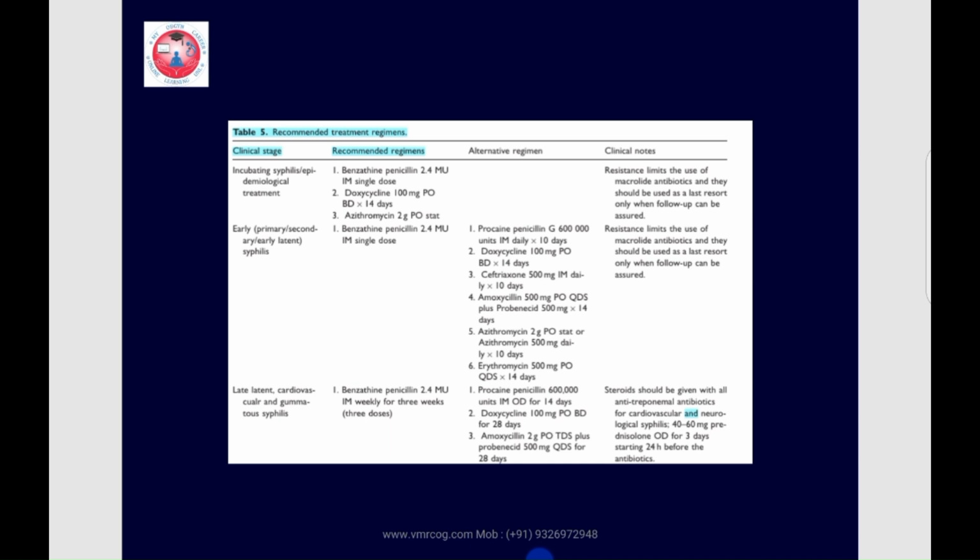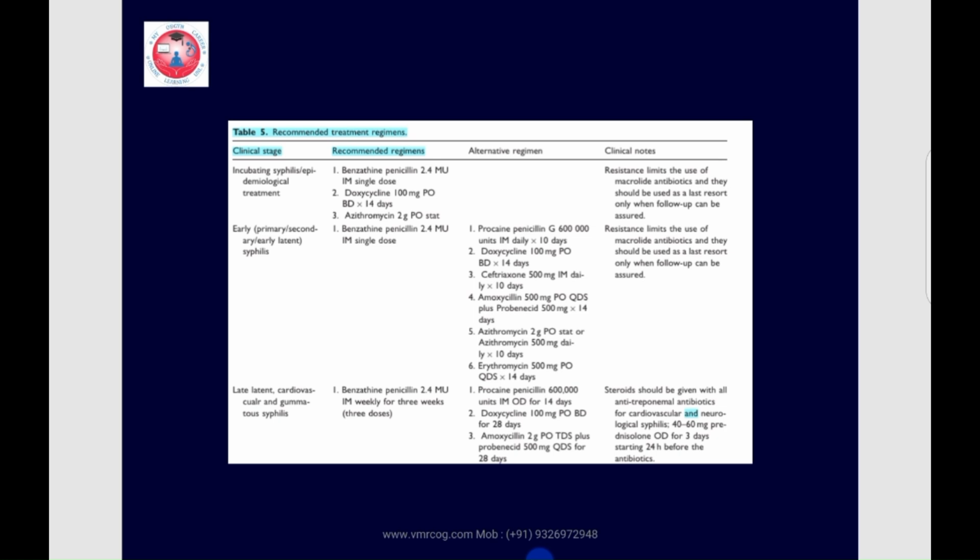Okay, then coming to late latent syphilis, again benzathine penicillin can be used weekly for 3 doses, and the alternative is the same, procaine penicillin. However, treatment is for 2 weeks, that is 14 days. We have seen 10 days in early syphilis, but in late syphilis, whatever injectable we use apart from benzathine is for 2 weeks. So procaine penicillin will be given for 14 days. Doxy dose is the same, 100 milligrams, but it is to be treated for 4 weeks. Late disease is to be treated for 28 days.